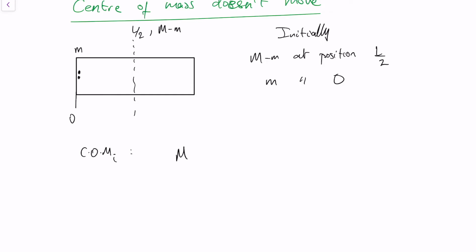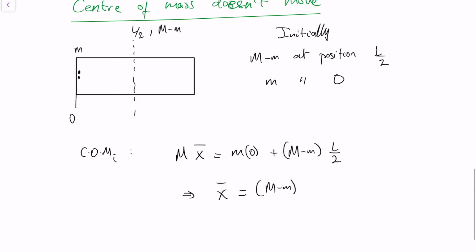So we have M x bar is equal to m times 0, photons are at the origin, plus M minus m times distance, which is L over 2. Well, that implies x bar is equal to (M minus m) L over 2M.